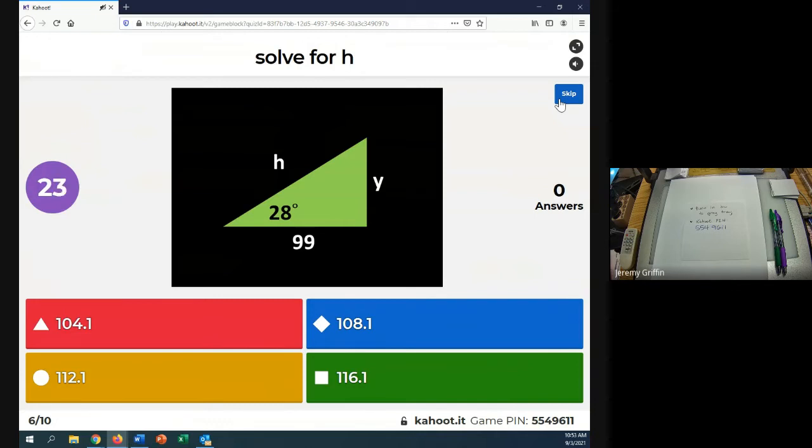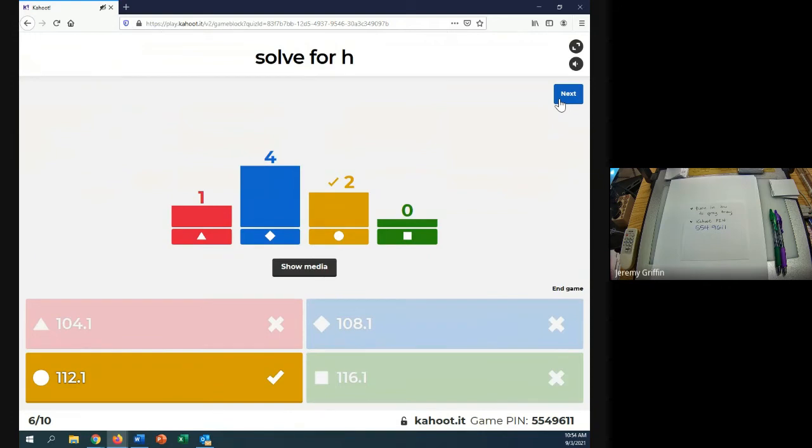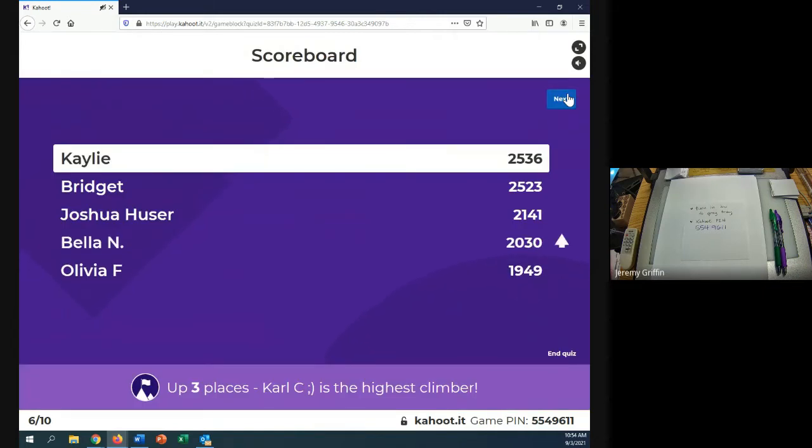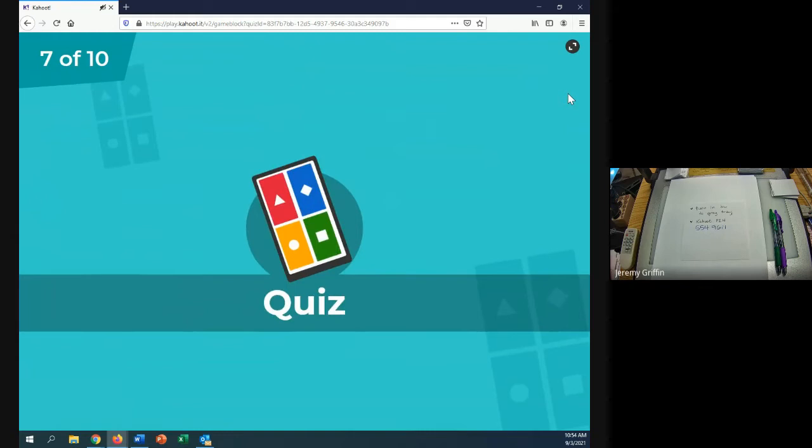So the setup would go cosine of 28 degrees is 99 divided by h. Okay. You do a couple of algebra steps. Right, and then if you had rearranged it, then it turns out that h is equal to 99 divided by cosine of 28 degrees. Okay, so if you do 99 divided by cosine of 28 degrees. All right, so a couple of guys have it. That's actually the trickiest question on this whole Kahoot. So you have to set up a cosine ratio and then do a couple of algebra steps. Okay, so that one was pretty tricky. Oh, Bella hopping in the top 5. Kaylee holding on to the top spot.